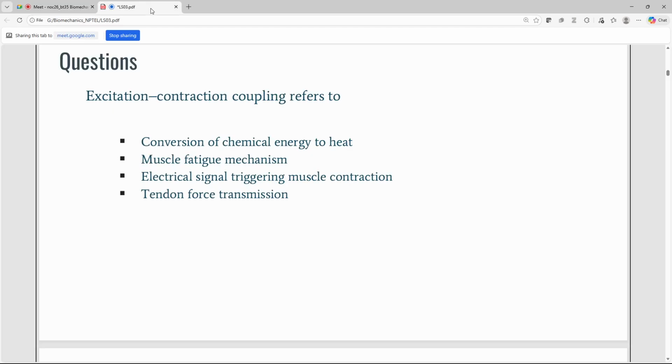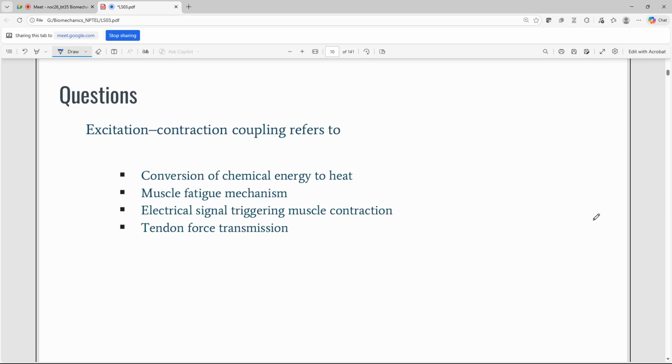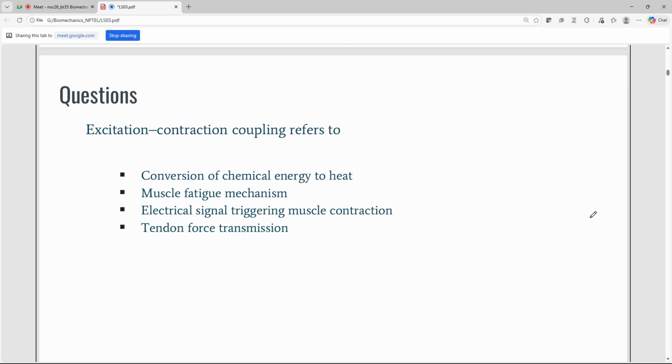So let's start with the questions. Try to answer the question. I will give a brief period of time for you to think and answer. Even if you don't know the answer, try to guess with what you already know, because even if you get it wrong here, you will remember it for your exams.